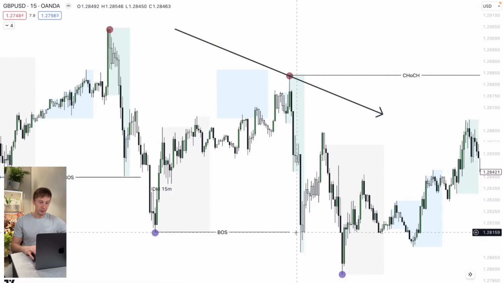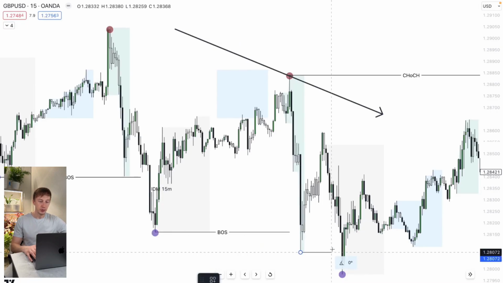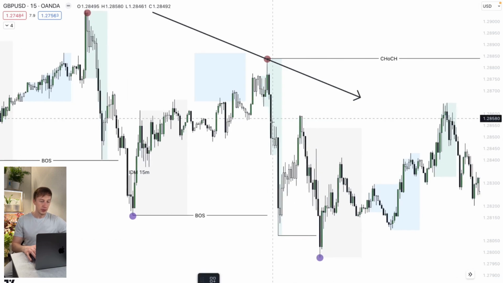Then the price rises, breaks the top point, and a CHoCH occurs. It's at this point that we look for longs from here. After the CHoCH breakout, we look for the first proper pullback. We don't use the substructure since we're working on the higher time frame.